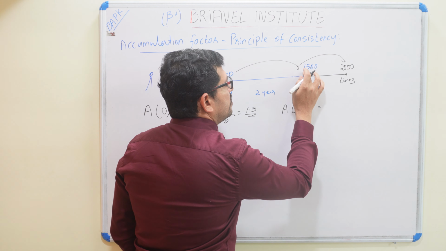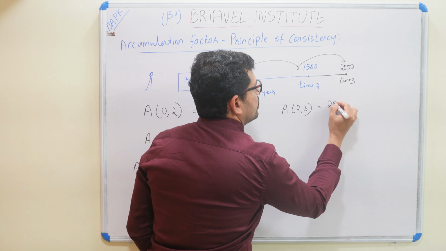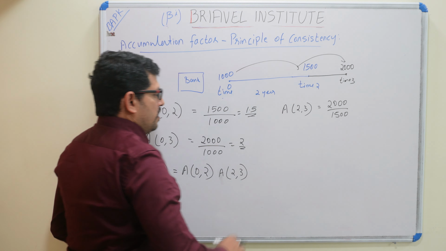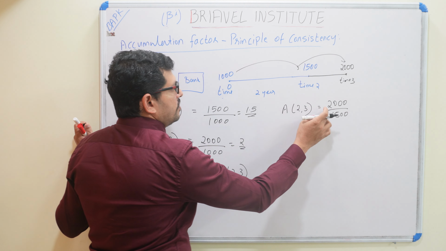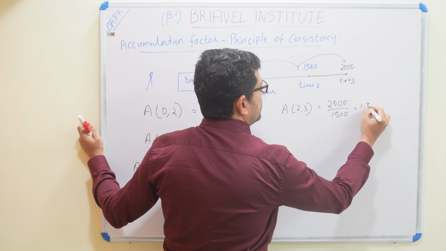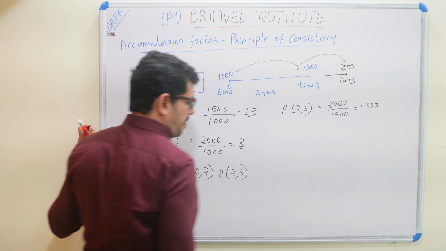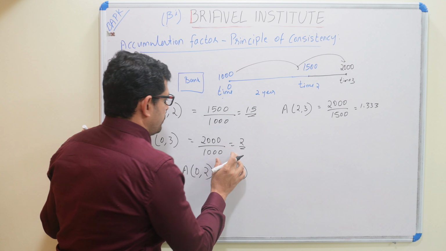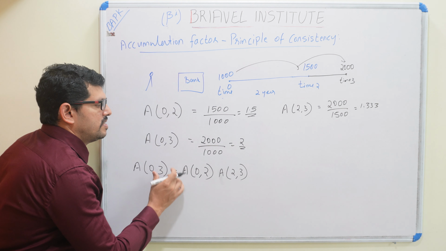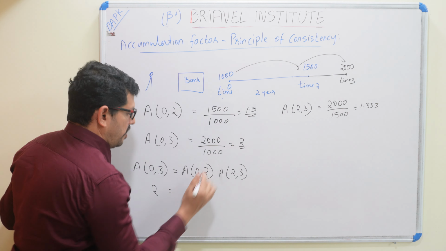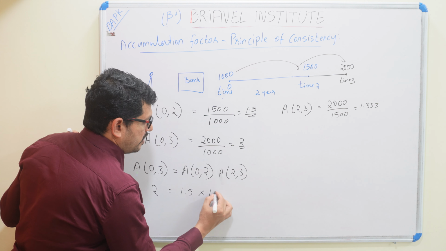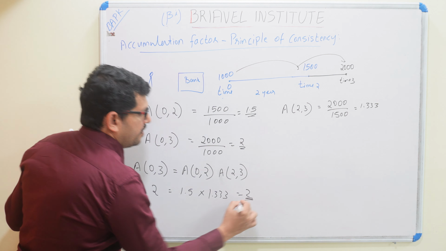It is 1,500 accumulated to 2,000, so 2,000 divided by 1,500, which is approximately 1.333. Here A02 is 1.5 and A03 is equal to 2. We can check whether the principle of consistency is correct: A02 is 1.5, multiplied by A23, which is 1.333, is approximately equal to 2.